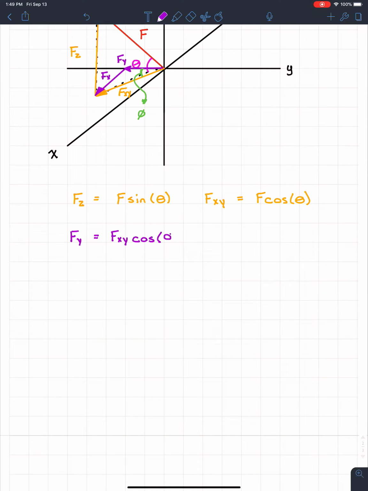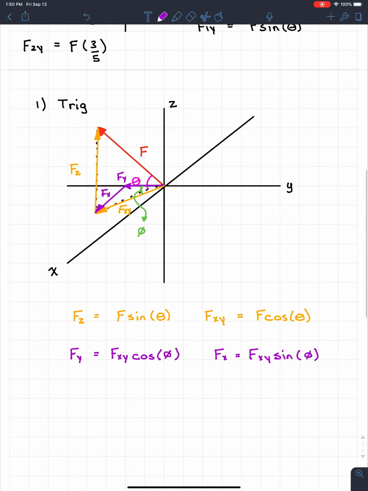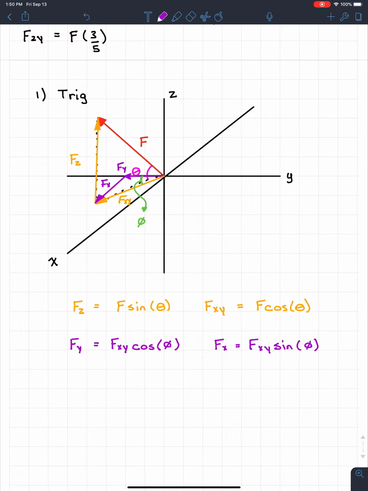Now, you guys have to be extra careful because sometimes they'll give you the angle in relation to the x-axis and not the y-axis. And if that's the case, fy will be fxy times the sine of phi. So just pay attention to that. And then, of course, fx in this scenario is going to be equal to fxy times the sine of phi. Perfect. So this is the first scenario. Again, I call it the trig scenario because that's basically all you're doing: you create two little triangles, and from those triangles you can start to solve everything.